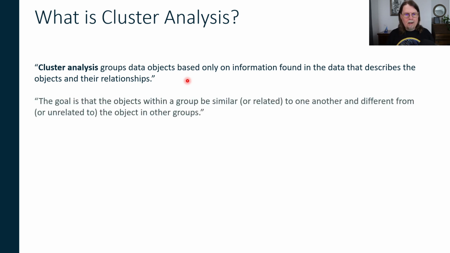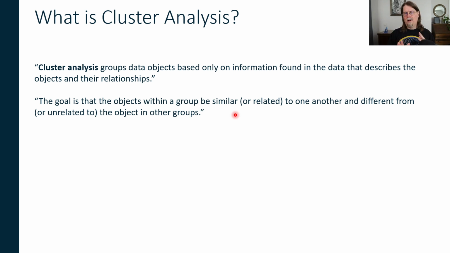So moving on, the goal is that the objects within a group be similar or related to one another and different from the objects in other groups. Okay, so what this means is that as we go through with our cluster analysis with k-means, and we go through all of our rows of data and we say, hey, some of these rows go in this cluster and some of these rows go in this cluster, what we want are the rows within the clusters to be very, very similar to each other. And then ideally, the clusters are very, very dissimilar from each other. That is a good clustering.